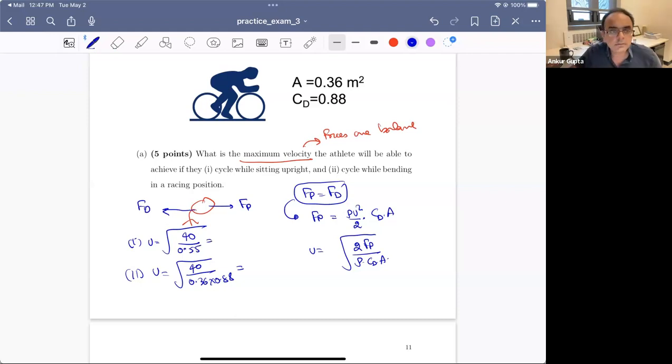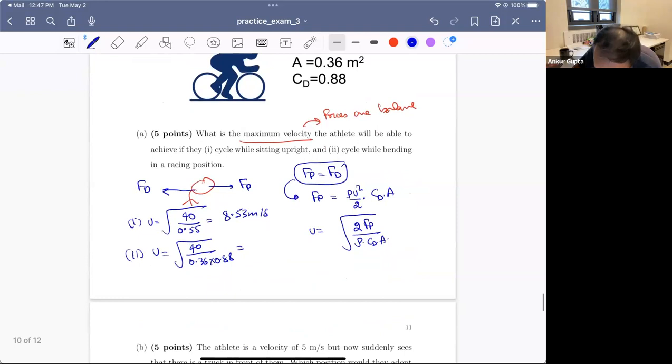So let's do this. So 40 by 0.55 first. As you can see, I'm doing this on the fly, so I do also make mistakes. So 8.53 meters per second, and that sounds more reasonable for a biker. And then 40 by 0.36 into 0.88. Hopefully this should come out to be larger. This is 11.2 meters per second. So that's sort of the simple force balance and calculation.